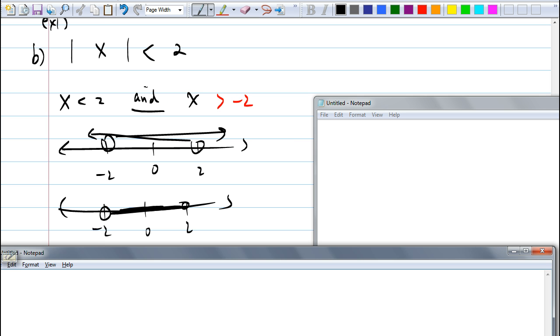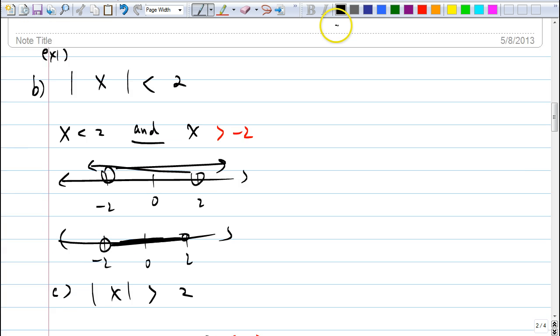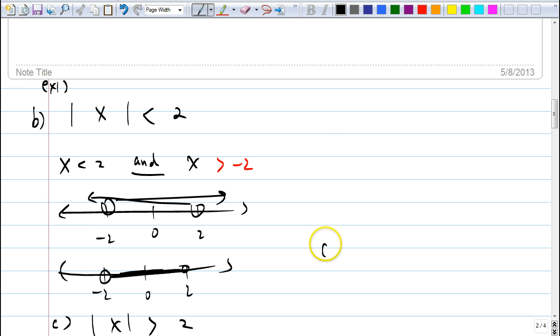Is this a conjunction or disjunction? Conjunction. If you have less than, it's a conjunction. So this is where they overlap. The overlap is right there. Easy enough? So we get a conjunction for this, of course, for less than. Any question? All right. So let me write that down. Conjunction. Okay, right? Because we get "and."